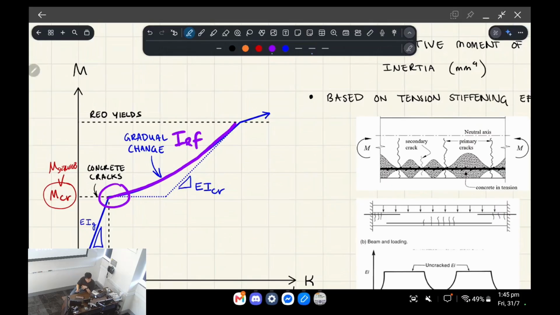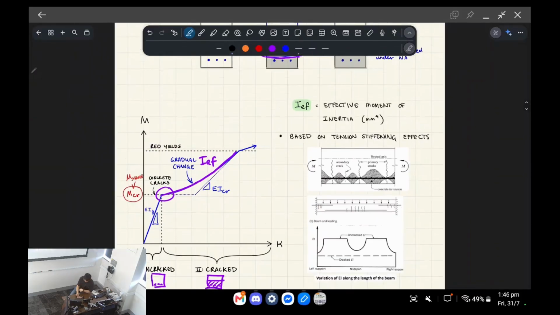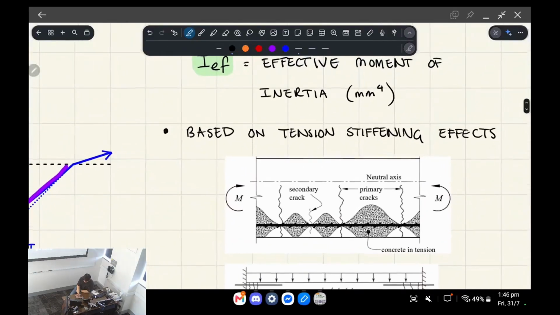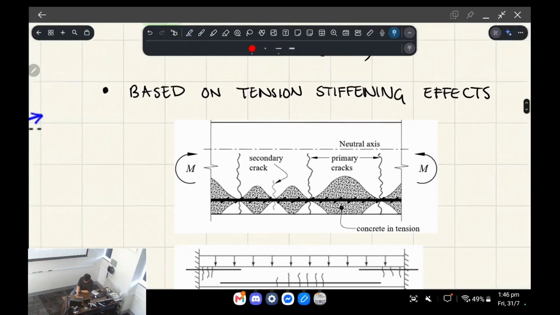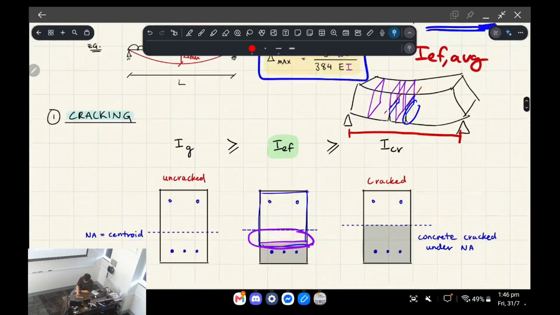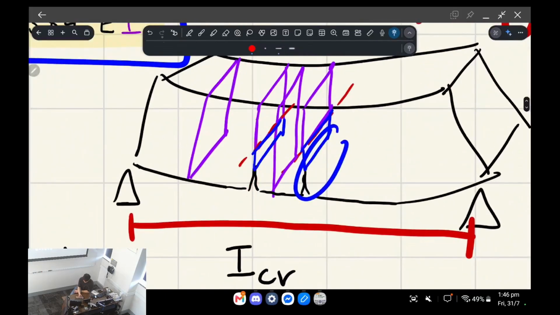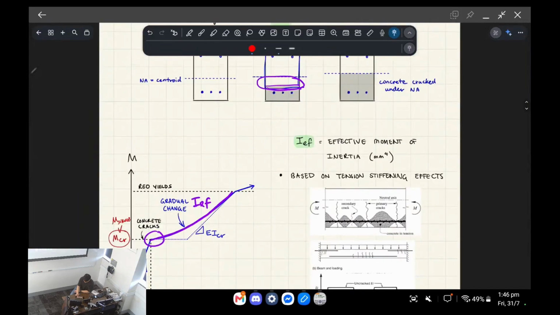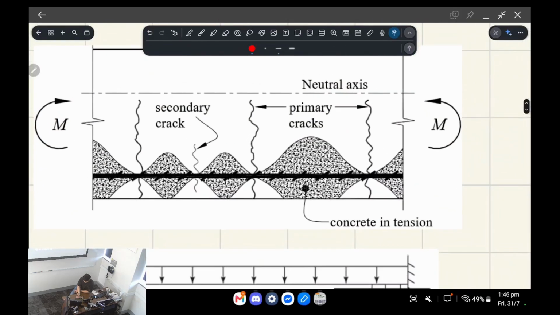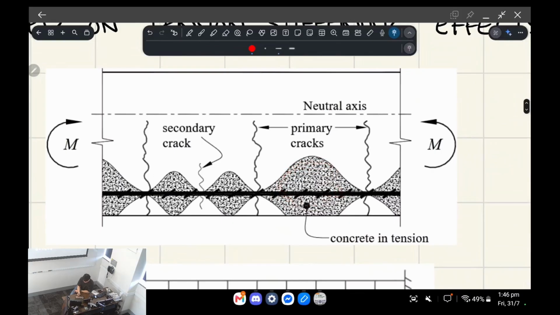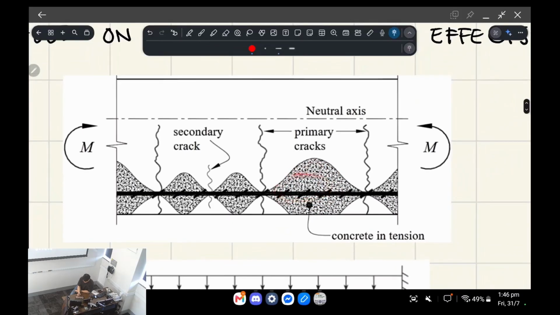It will have this gradual change. Okay, so that's what the formulas do. Here's a little diagram of what I was trying to describe earlier, where what I was drawing a second ago, these are primary cracks. Primary cracks form along the length of the beam, and the concrete can actually still carry tension in the regions between the cracks.